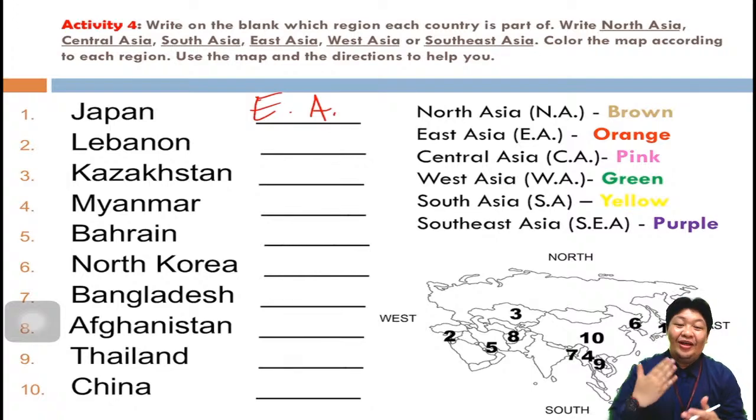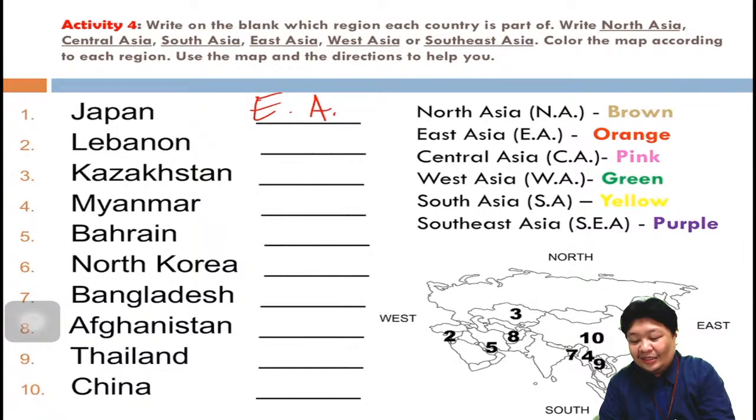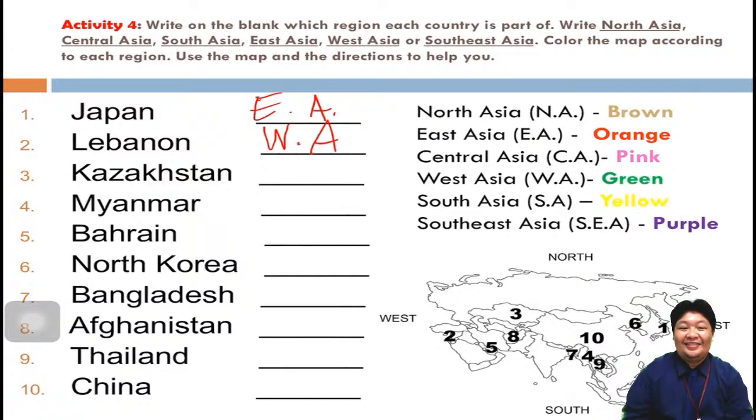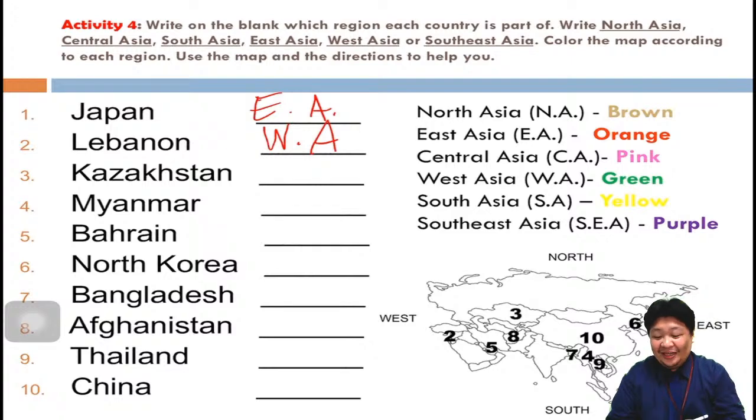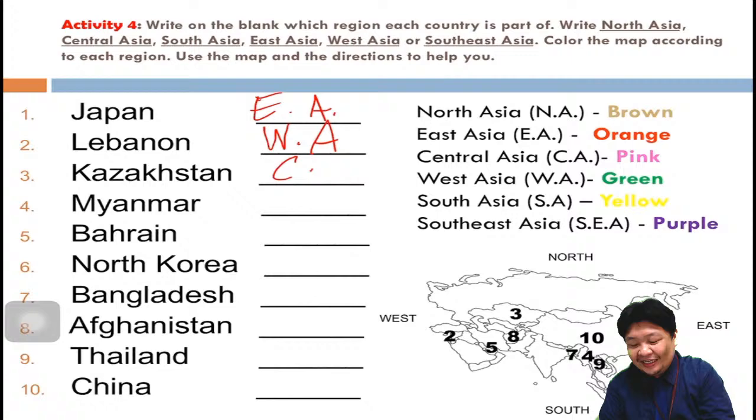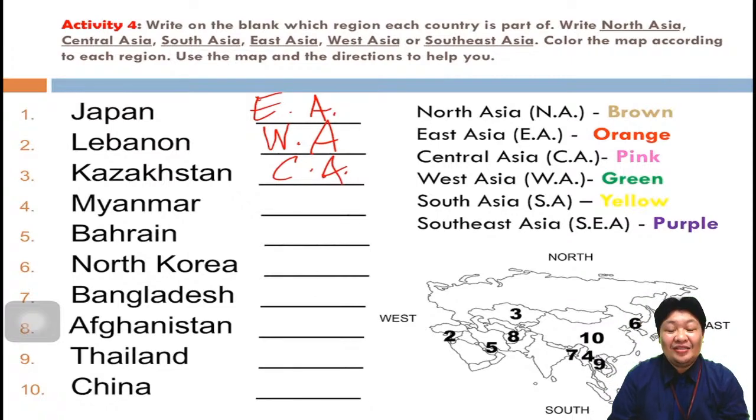Let's check it now. So you can bring out your papers as well. And let's continue checking. Number 2, Lebanon. In which region does Lebanon belong? And the answer is, very good, WA or West Asia. Next, how about Kazakhstan? What is the region of Kazakhstan? Very good, Sasikan. Kazakhstan is Central Asia or CA. Very good. You can check your papers now, everybody.